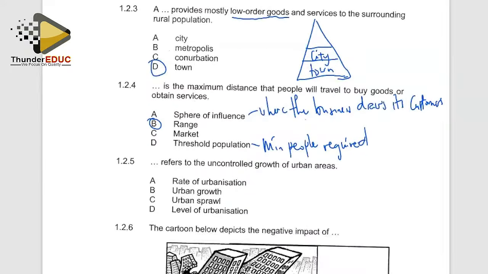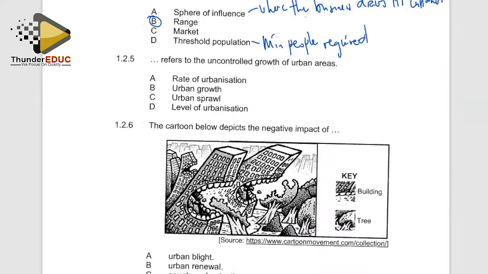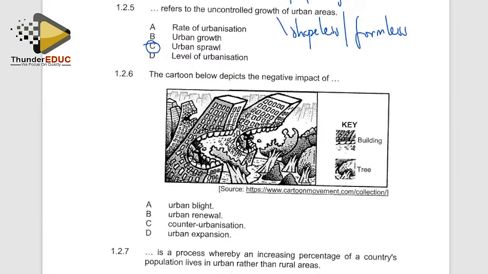Dash refers to the uncontrolled growth of urban areas. Uncontrolled growth, in other words, is shapeless growth, or we can say it's formless, it does not have a specific format. The urban area just grows anyhow. That is what you call urban sprawl. If an urban area is sprawling, it is growing in an uncontrolled way.